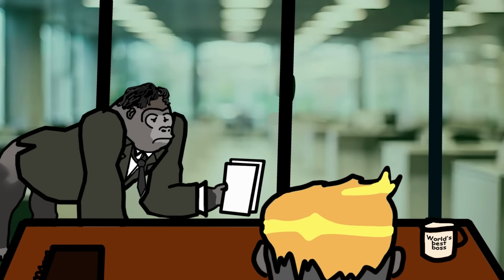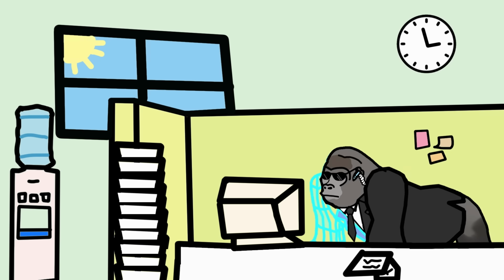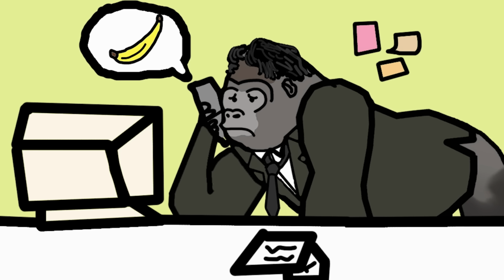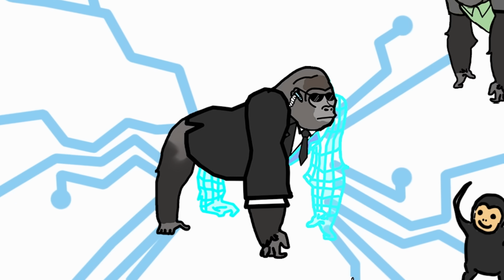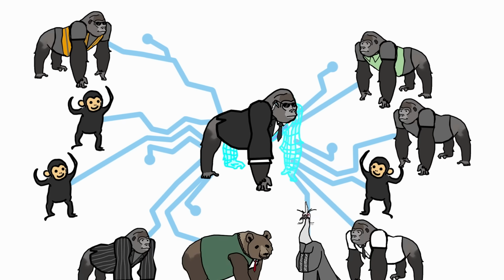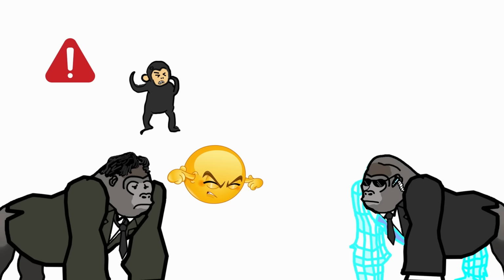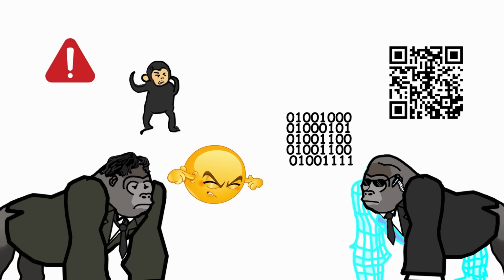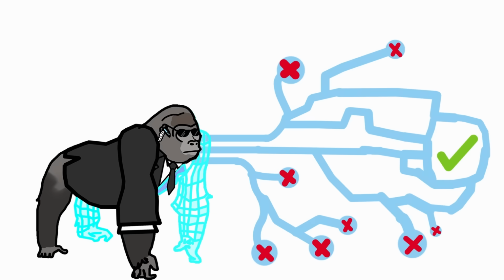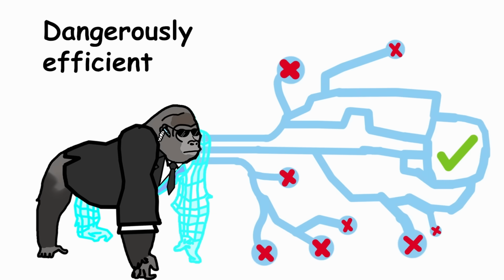Neo writes 2 reports a day. AI monkey writes 20. Neo can only speak to 1 client at a time. AI monkey can hold 10 conversations simultaneously. Where Neo sees problems, conflicts, and emotions, AI monkey only sees patterns and data and ruthlessly looks for a solution. And that's what makes him dangerously efficient.